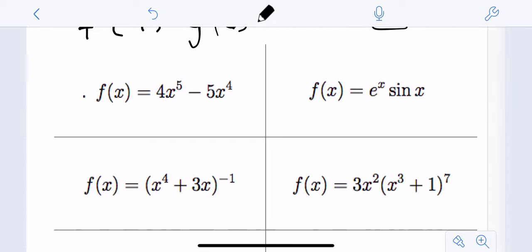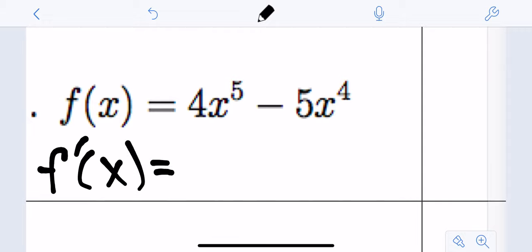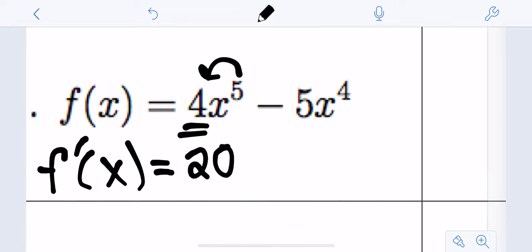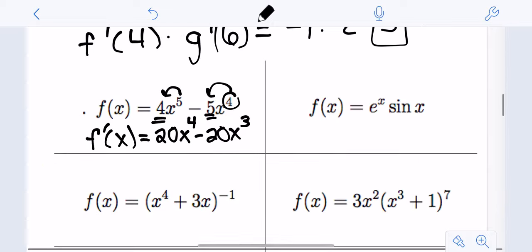So for the first part, I look at this, I see either power, product, quotient, or chain for the big structure. This is just power rule. So I'm just going to take the derivative of each part. So the derivative of 4x to the 5th, the 4 is just a coefficient, bring down the 5, so that would be 20x to the 4th. And then same thing here, 5 is a coefficient, bring down the 4, so minus 20x to the 3rd.